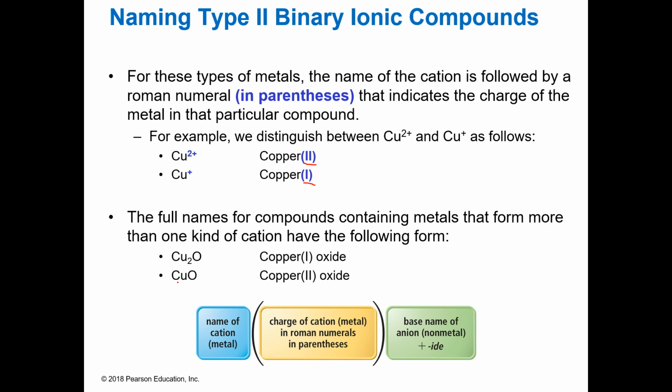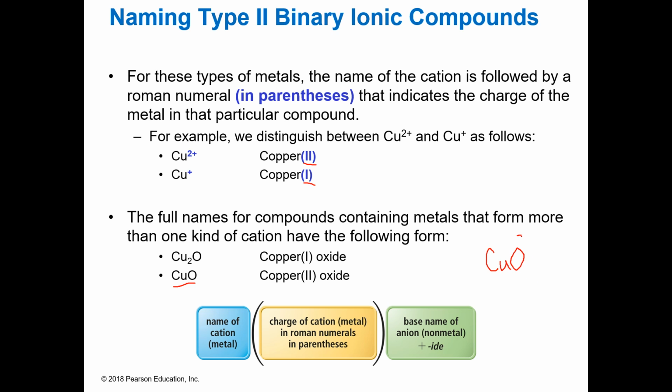So let's look at how I figured this out. We're going to start with this one. All right, so copper, I just have this. I recognize that copper is a transition metal, so I know it needs a Roman numeral. How I find out what that charge is is really based on what it's bonded to.